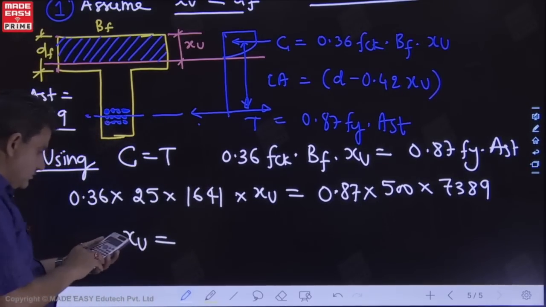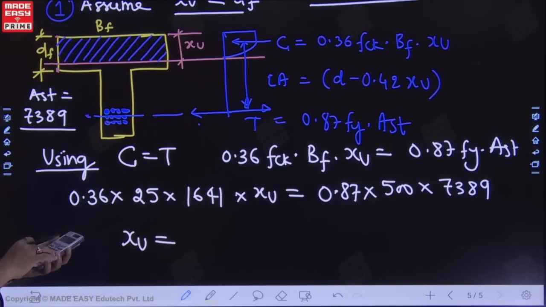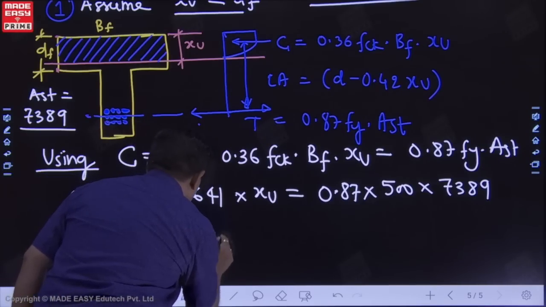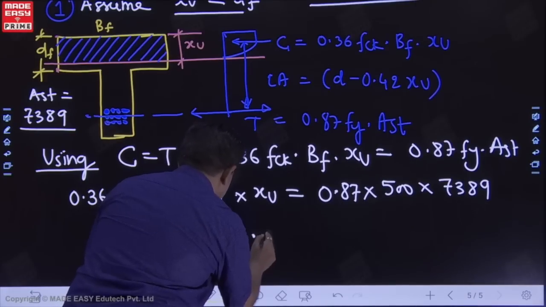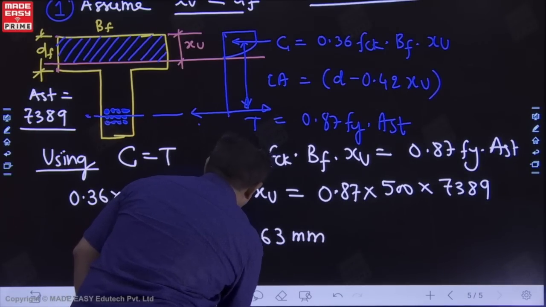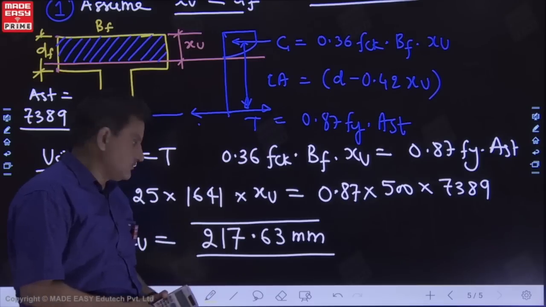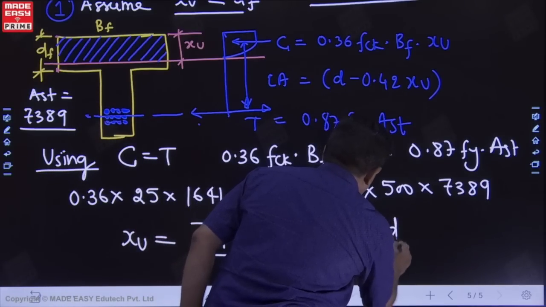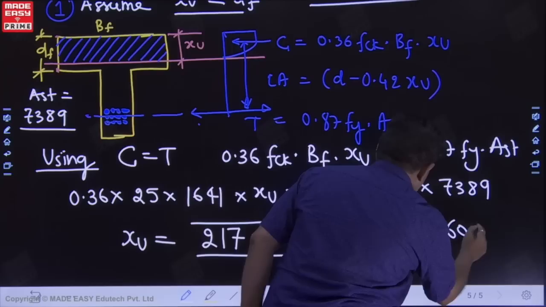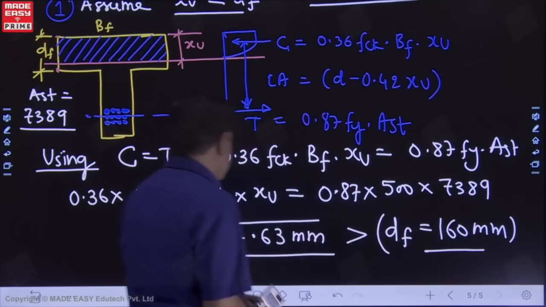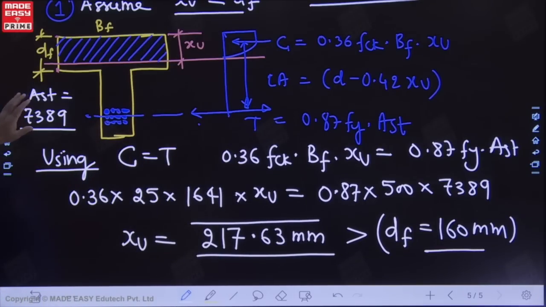So what is Xu? Xu is equal to 0.87 into 500 into 7389 divided by 0.36 into 25 into 1641, the value comes to 217.63 mm. So tell me, what is your conclusion? This value is not less than Df. This is coming more than Df, that was 160 mm. So in fact, whatever you have assumed here, that is not correct.